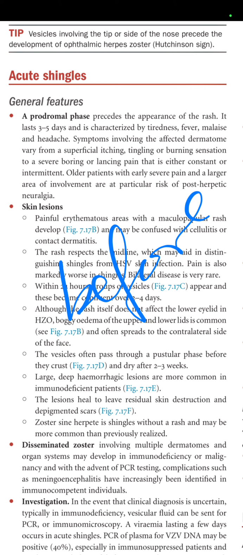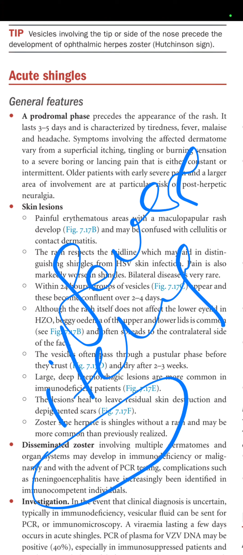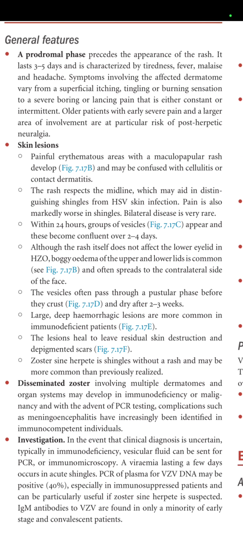Symptoms involving the affected dermatome vary from superficial itching, tingling, or burning sensation to severe boring or lancing pain that is either constant or intermittent. Older patients with early severe pain and a larger area of involvement are at particular risk for post-herpetic neuralgia. So in this case, when the patient has acute shingles, they will present with a fever, malaise, tiredness, and there can be itching of the area of the dermatome that is going to be involved. Now, what will the skin lesion look like?